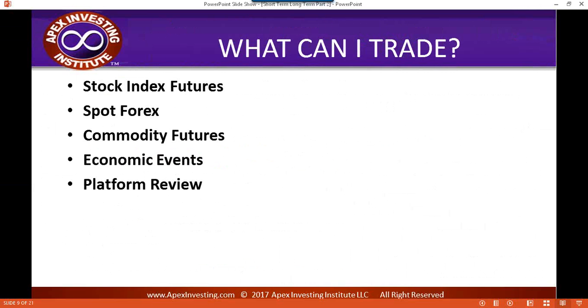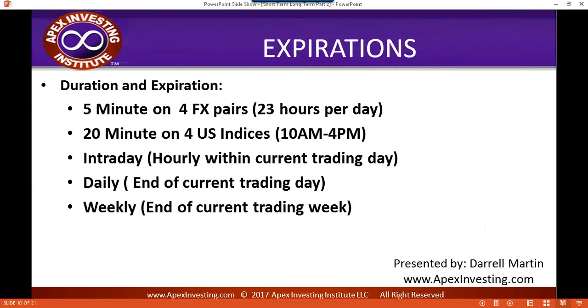We also talked last week about the different things that we can trade with binary options: stock index futures, spot forex, commodity futures, economic events, and we did a little bit of a platform review. Last week we focused a lot on short term, the 5-minute binaries, the 20-minute binaries, and the intraday binaries every 2 hours. Today we're going to focus more on the longer term binaries, like the dailies that expire at the end of the trading day, or the weeklies that expire at the end of the trading week.